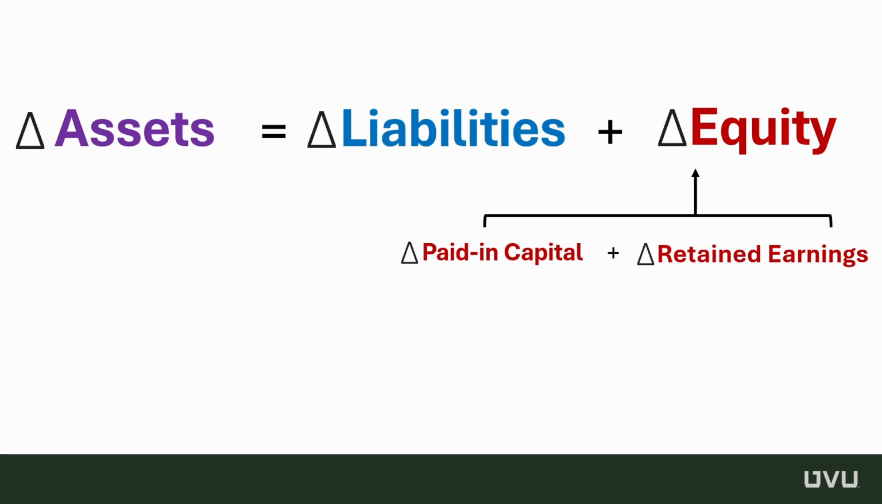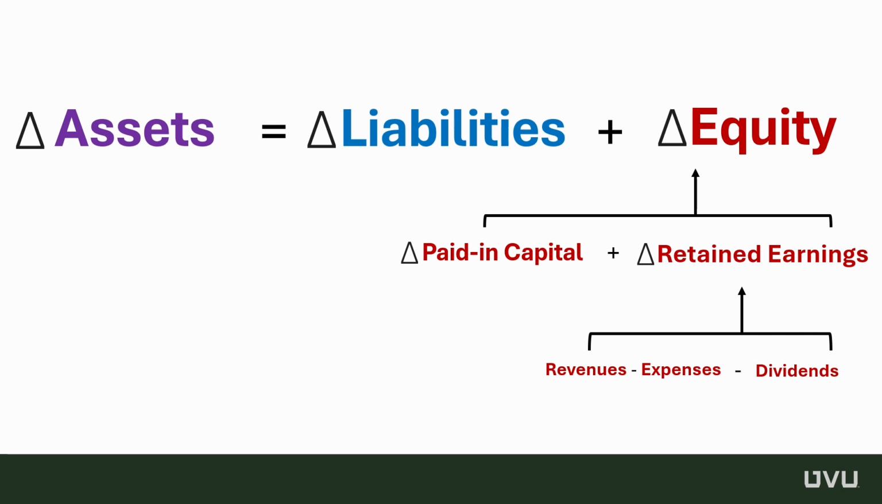And retained earnings has its own little engine inside. It increases when the company earns net income, and it decreases when the company pays dividends. So the change in retained earnings, for now, we can simplify as net income minus dividends. We'll add one final layer for now by further breaking out net income as simply revenues minus expenses. So let's swap that in. The change in retained earnings equals revenues minus expenses minus dividends.